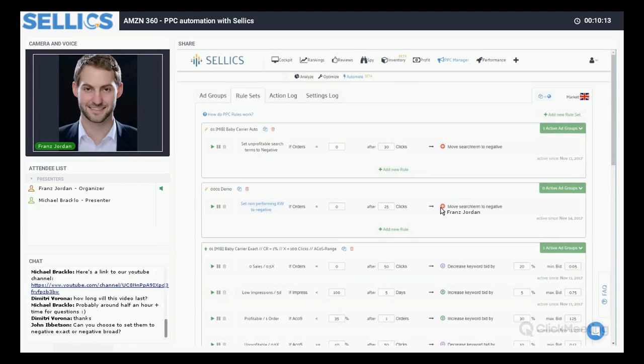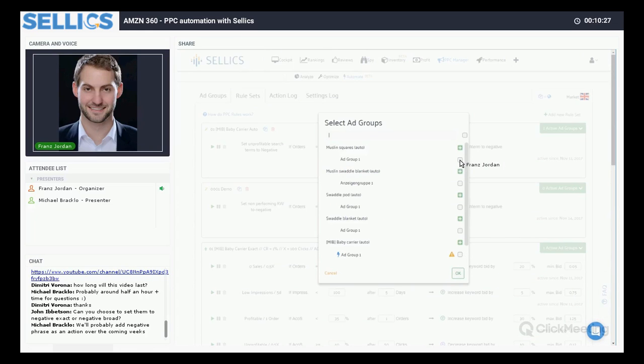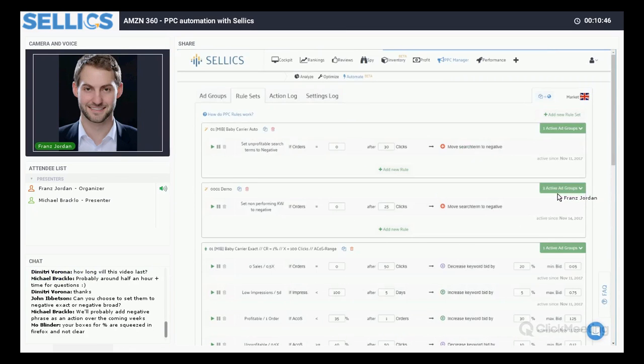And now the only thing left to do is we need to link this rule to a certain set of ad groups, right? So right now you can see there are 0 active ad groups for this rule. All we need to do is click on this button here, and then we choose the ad groups that we want to apply those rules for. It could be muslin squares, ad group number 1, so we want to apply it here. We also want to apply it here, and here. And then we just click OK, and this rule will be applied to those 3 campaigns. Now you can see 3 active ad groups.